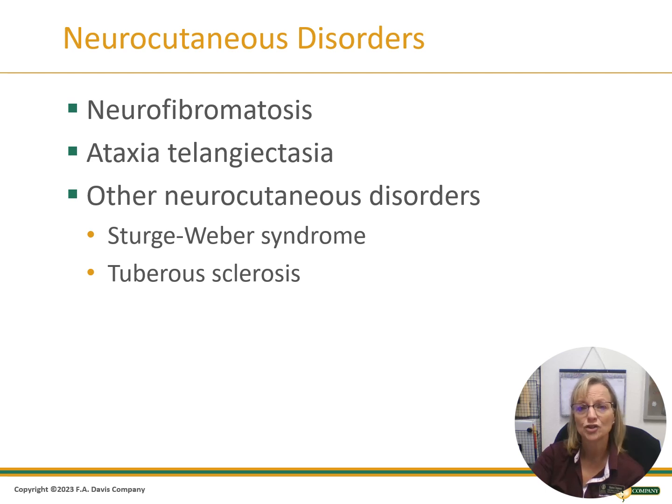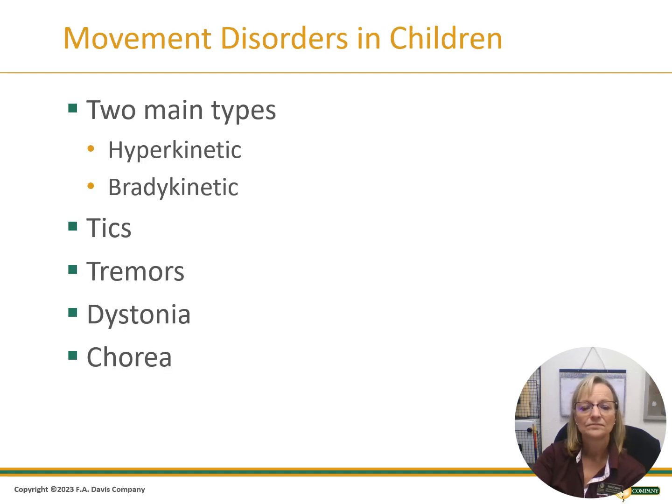Tuberous sclerosis is tumors that grow in the brain, kidneys, heart, lungs, eyes, and on the skin. Movement disorders in kids, we see 2 main ones, and that's where they have excessive or hyperkinetic movement, or we have diminished or bradykinetic movement. Hyperkinetic movement is the more common one. These kiddos have abnormal, repetitive, and involuntary movements. They can be tics, which are sudden, repetitive, involuntary movements.